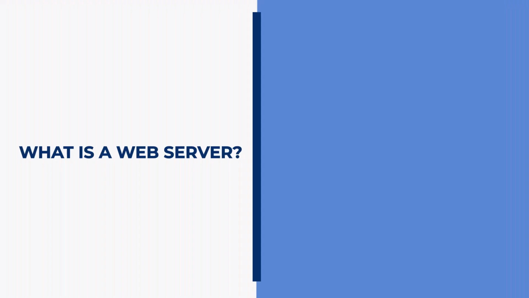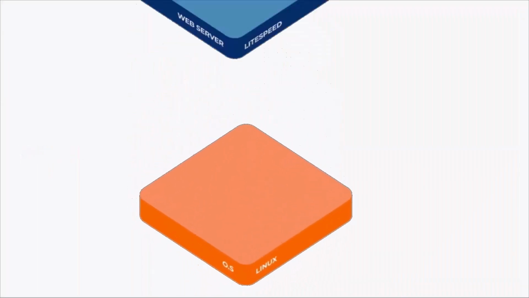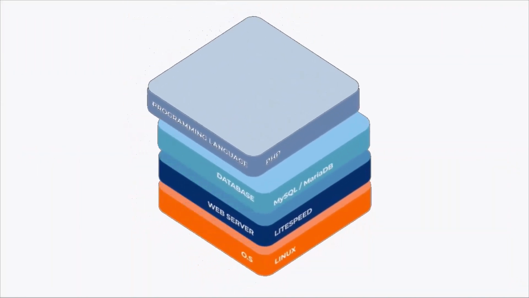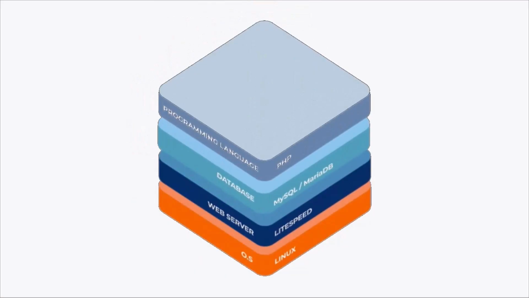These requests are usually made via the HTTP or HTTPS protocols and could involve fetching static files like HTML, CSS, and JavaScript, or processing dynamic data. Let's look more closely at these ideas. A web server essentially consists of three things: a physical computer or virtual machine, an operating system, and web server software.